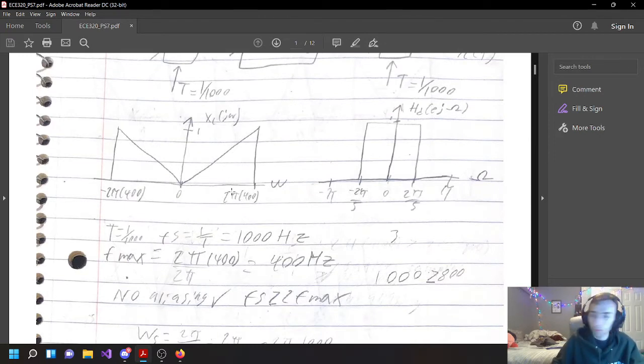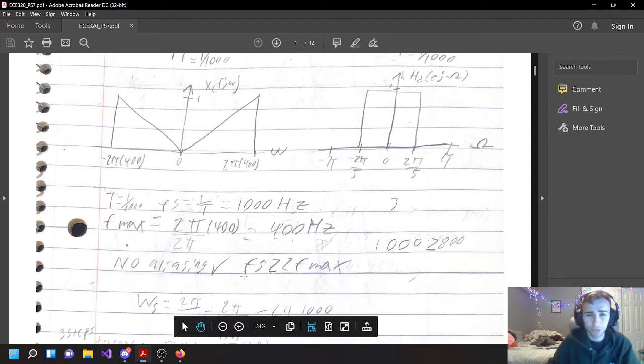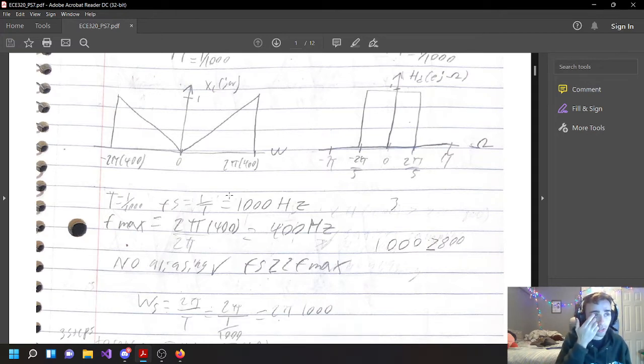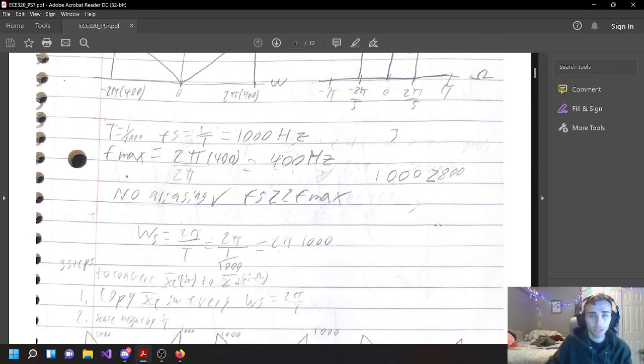One important thing: F max is 2 pi over 400. What we're going to do is check for aliasing first, and I like using the frequency because it's easier to look at, there's no pi, nothing against pi. So we have T is 1/1000, so the sampling frequency is 1,000 hertz. Then 400 times 2 gives 800. 1,000 is greater than 800, so you're good, no aliasing.